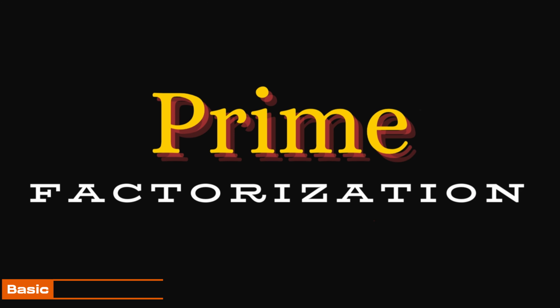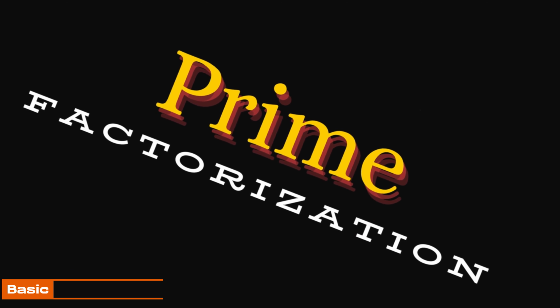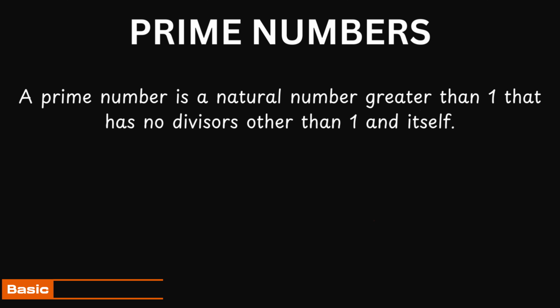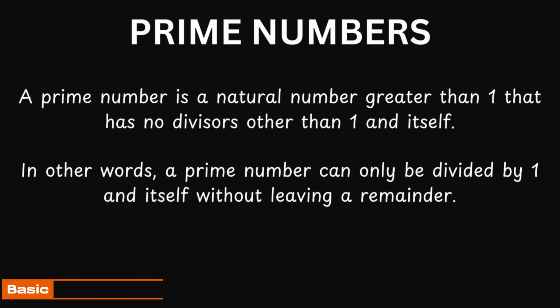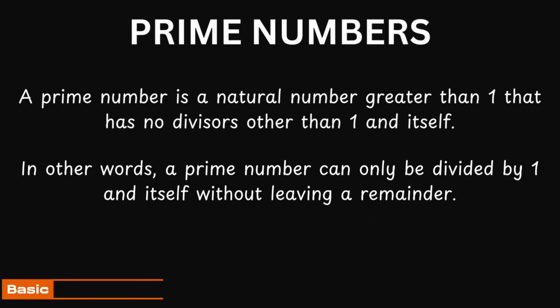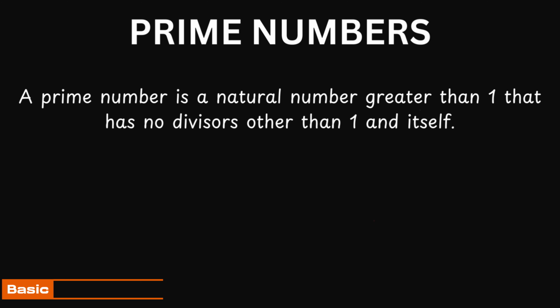Today we shall look at prime factorization. But before we do that, let's take a quick look at prime numbers. A prime number is a natural number greater than 1 that has no divisor other than 1 and itself. In other words, a prime number can only be divided by 1 and itself without leaving a remainder.